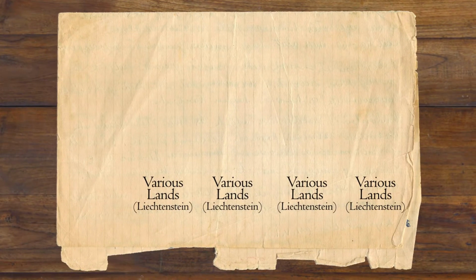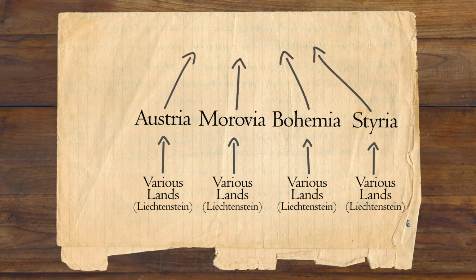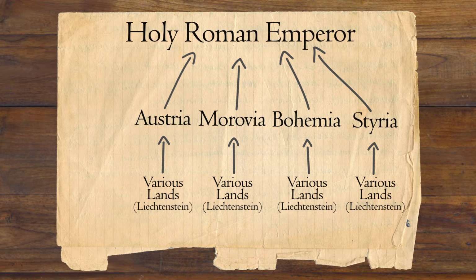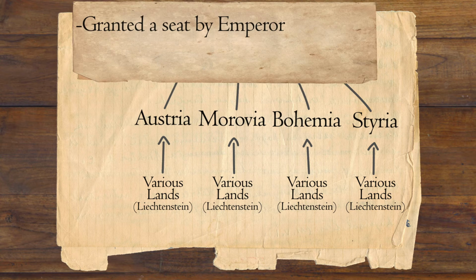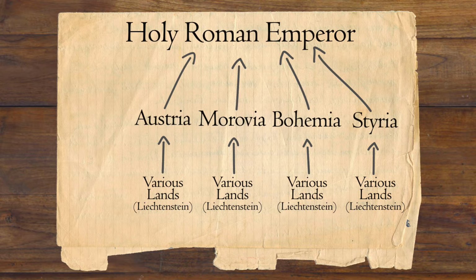While the family did own a lot of land, all of that land fell within other states of the empire, such as Austria, Moravia, Bohemia, or Styria, meaning that the rulers of these areas were their overlords, and they in turn swore fealty to the emperor. But the problem with this was that to be let into the Reichstag, you had to rule lands that had immediacy, meaning that the lands you rule are directly under the emperor. So that means the Liechtenstein's overlord had immediacy, but any lords below them, such as the Liechtensteins, did not.